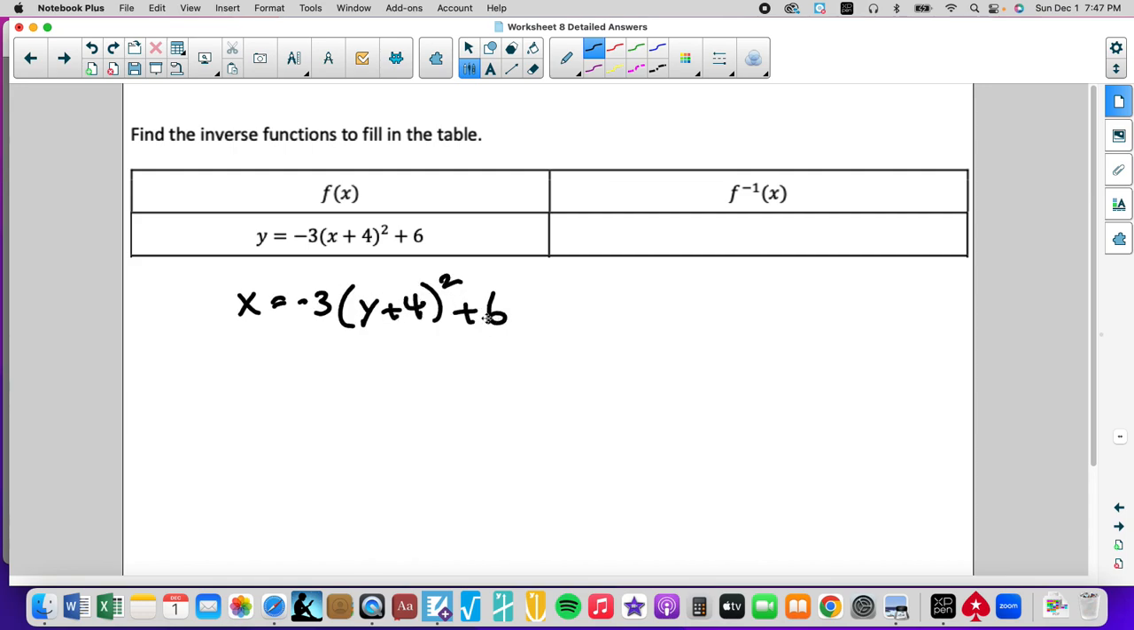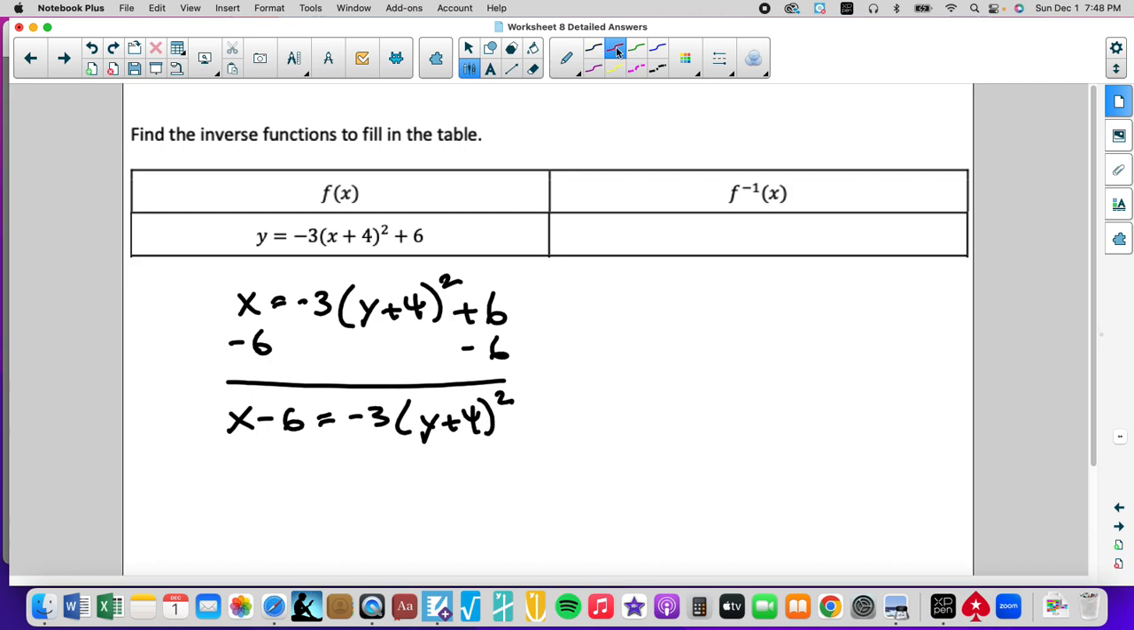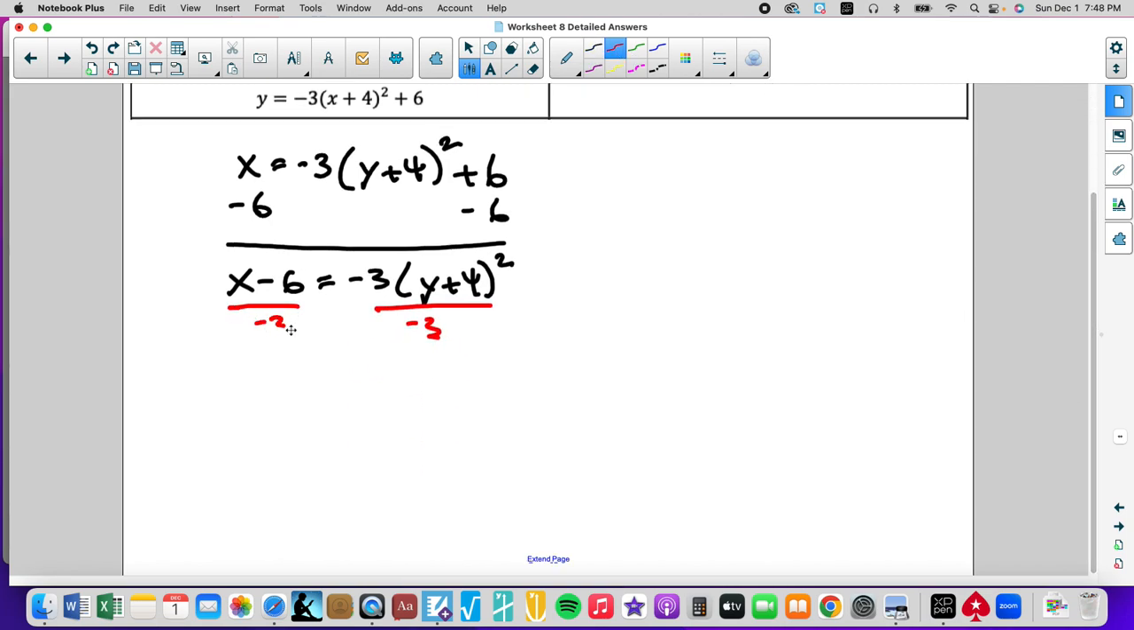Squared plus 6, and now we're going to isolate. So we'll subtract 6 first. You get x minus 6 equals negative 3 times the quantity y plus 4 squared. Let's divide by negative 3. I'm going to write negative 1/3 x plus 2. That negative 3 is under both of those. Equals the quantity y plus 4 squared.